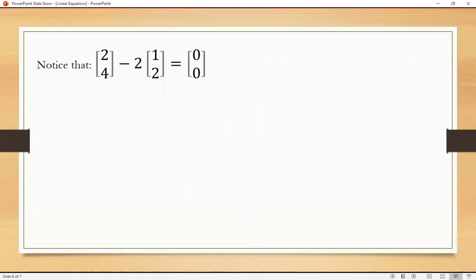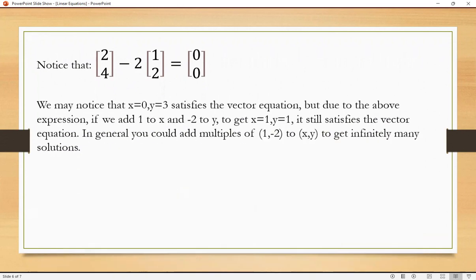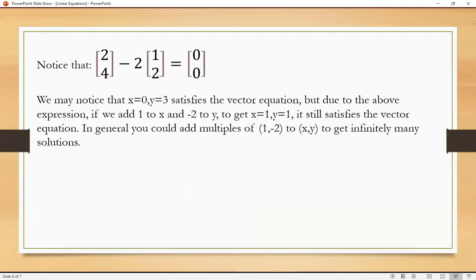First, we notice that the vector 2, 4 minus 2 times the vector 1, 2 equals the 0 vector, which is 0, 0. So first, we notice that x equal to 0 and y equal to 3 satisfies the vector equation. Why? Because our vector equation was x times the vector 2, 4 plus y times the vector 1, 2 equals the vector 3, 6. So if you put x equal to 0 and y equal to 3, you will notice that it satisfies the vector equation.